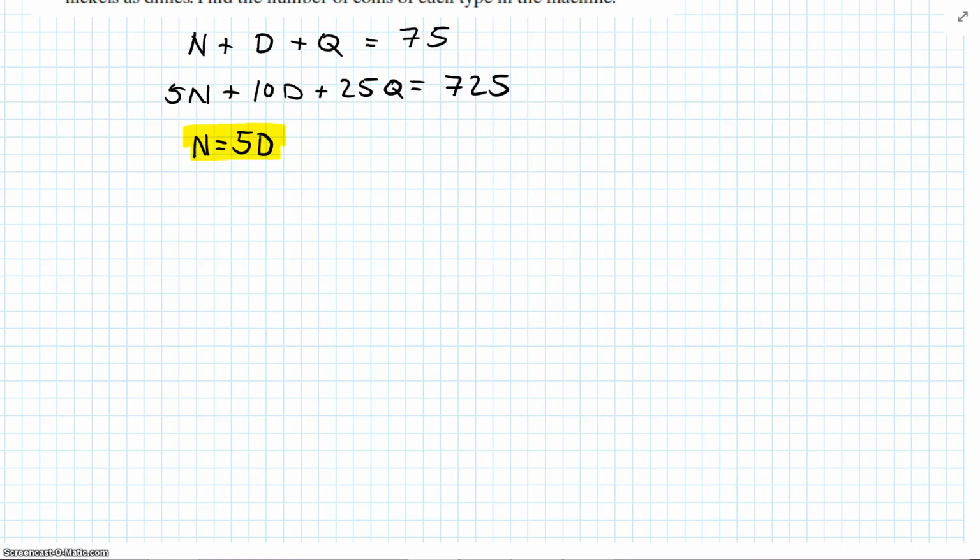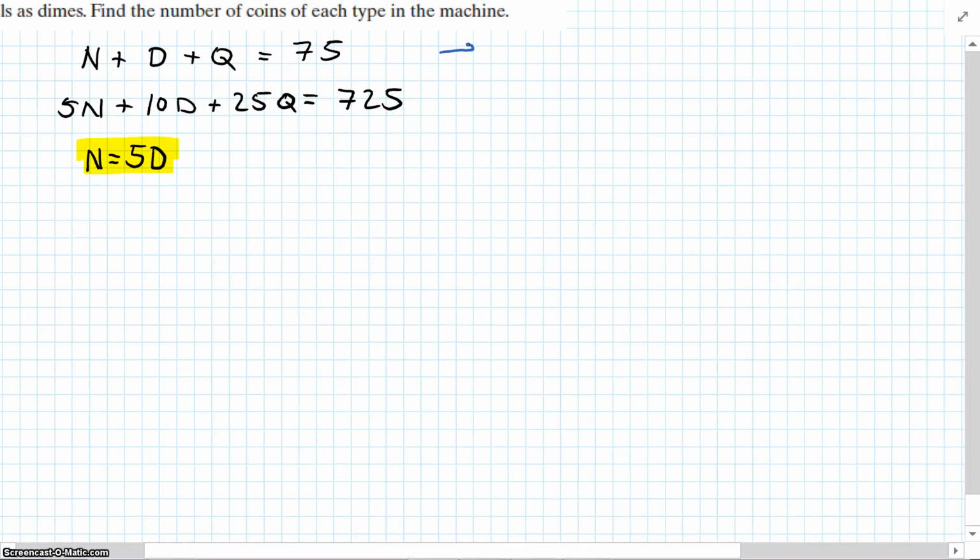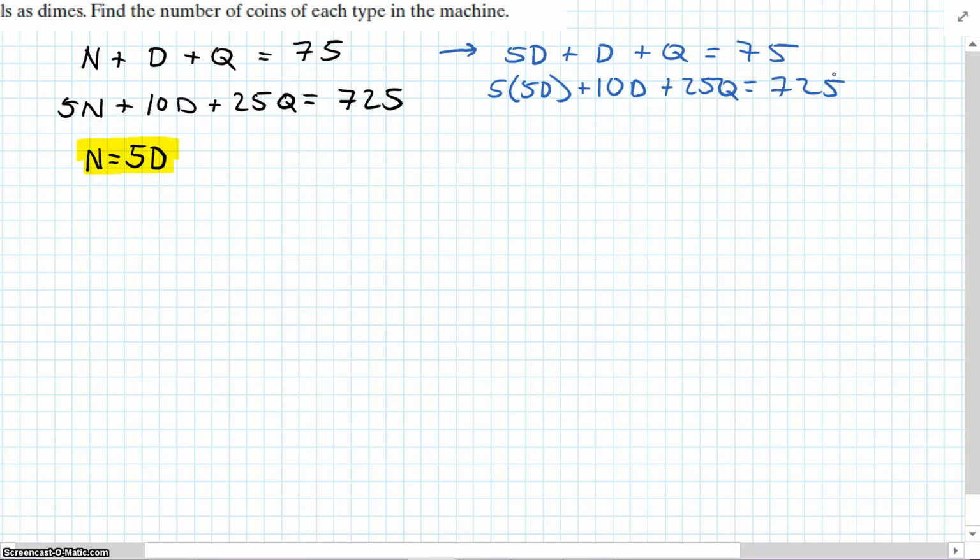So let's rewrite those two equations using that. Instead of N, I'm going to use 5D plus D plus Q equals 75. And so 5 times 5D plus 10D plus 25Q equals 725. So the top becomes, sum like terms, 6D plus Q equals 75. The bottom one, 5 times 5 is 25 plus 10 is 35.